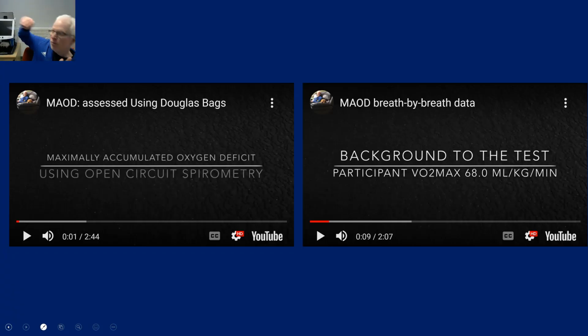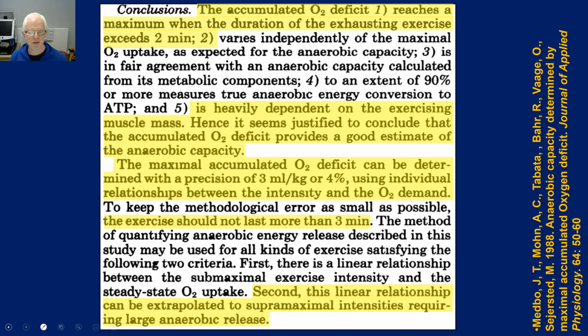So what you had in real time, let's flip back to the lecture, is you could see the deficit being produced. All we have to do is calculate the difference between the oxygen that theoretically would have been used at 120% VO2 max, minus the oxygen that was used, and we get the anaerobic capacity.